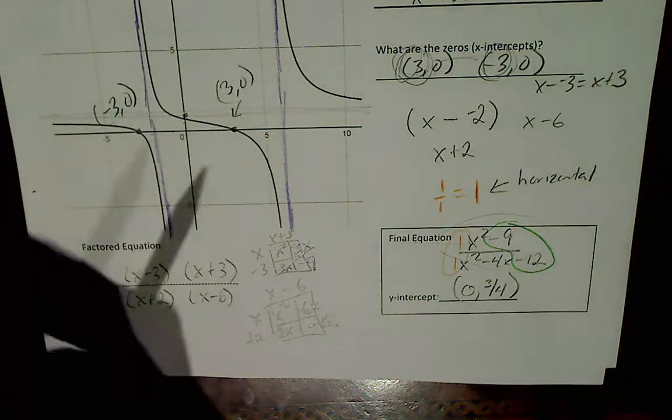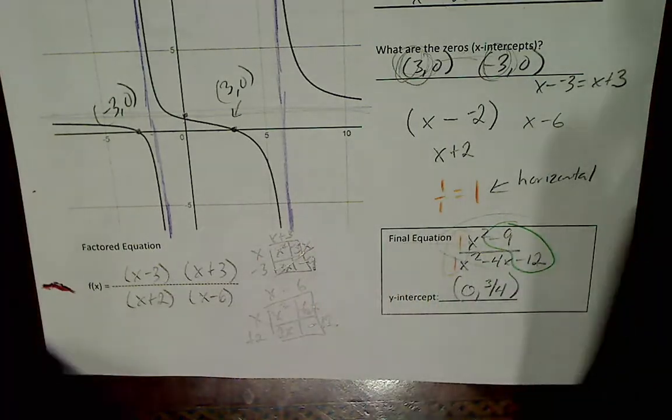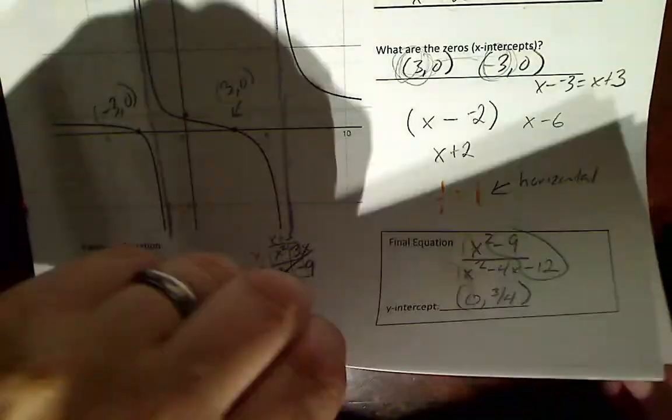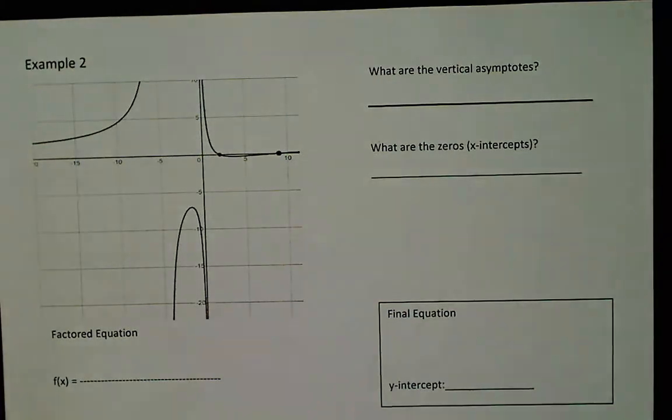That's what we're looking at today, how to write it from the factored form into the standard form. So now I'll put a couple of graphs here that you can try, and I will give you a chance to look and see what you can do with them. I'll be back in a second. This is example 2 now.